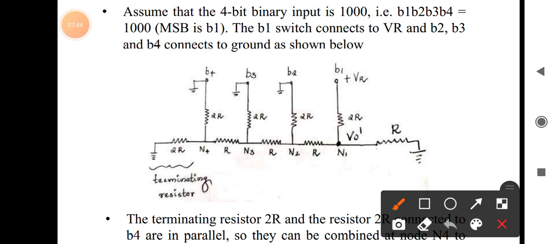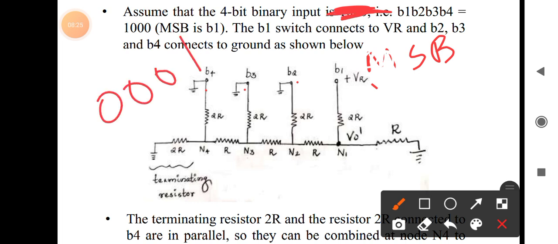So here this is the MSB. If this is the MSB and it is 1, it is connected to VR, and the remaining B2, B3, B4 are 0. I think in the weighted sum we have studied the MSB as B4 and the LSB as B1. Like this also you can take it, that is not a problem. You just strike out this 1000 and take 0001.